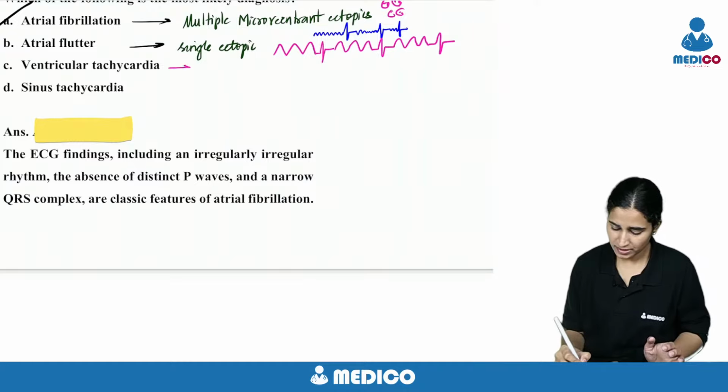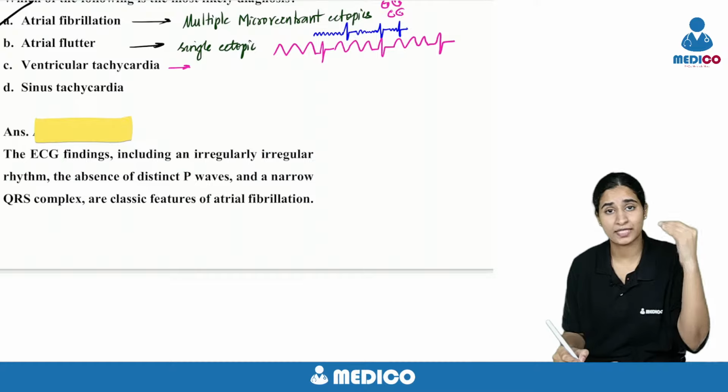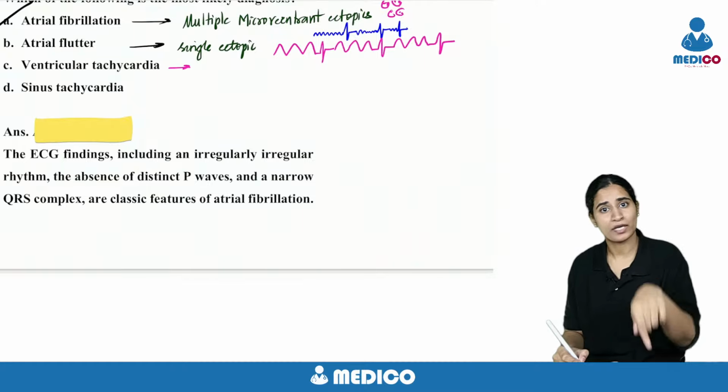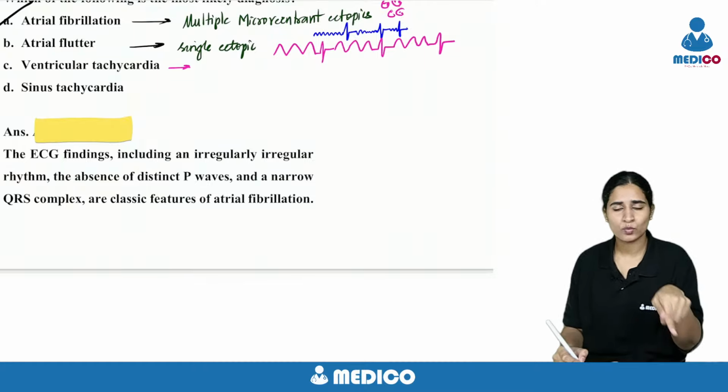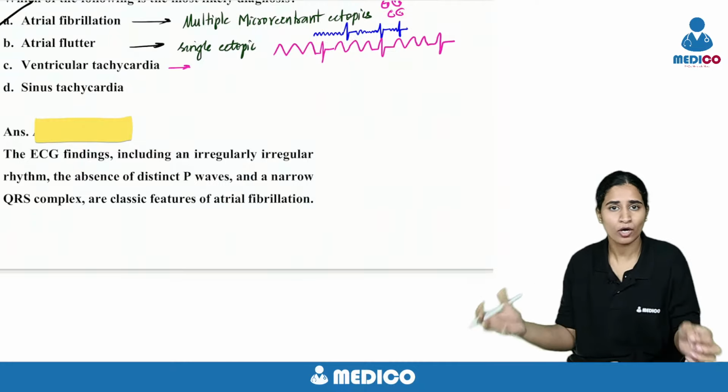Now coming to ventricular tachycardia, the origin of this tachycardia is ventricular. So there is an ectopic in the ventricle. When there is an ectopic in the ventricle and the ventricle is contracting from that, there is a broad QRS complex.